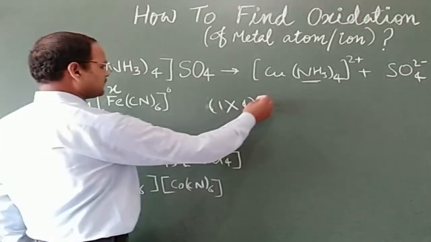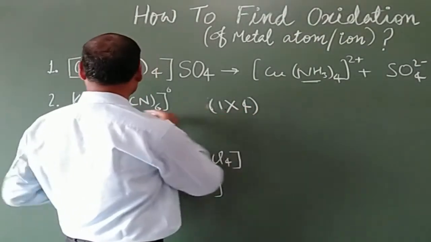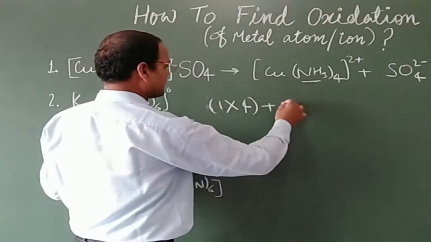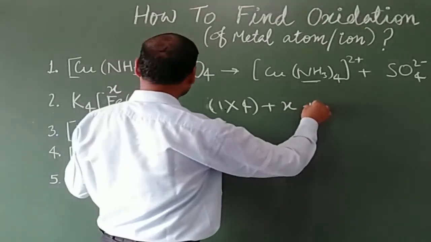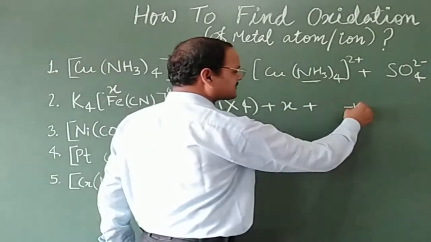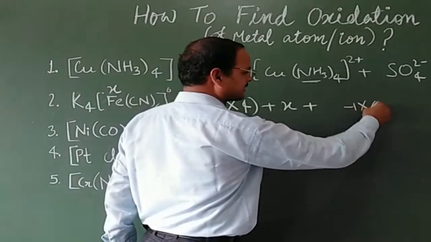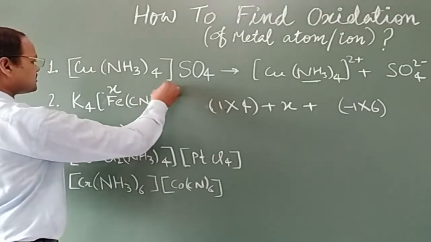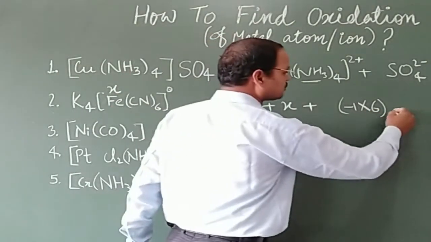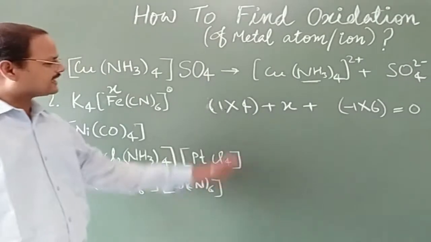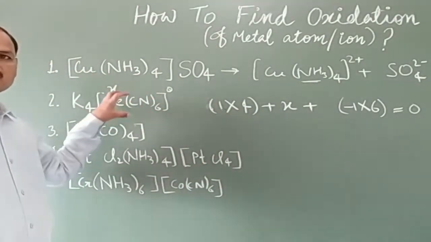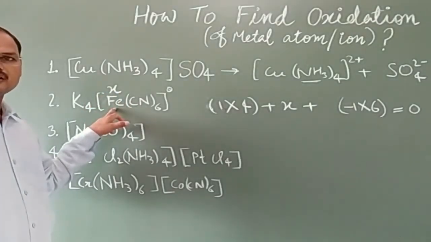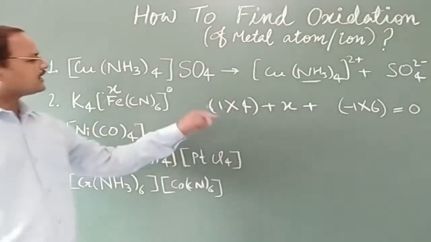Here we can find the charge on this iron as plus X, plus CN, which has 1 negative charge, and how many are there? CN 6, multiplied by 6, and overall there is a neutral charge, 0 charge. It means it will be equal to 0. This means we can take all the atoms or ions together to find the unknown value, like the oxidation state of the central metal ion or atom.